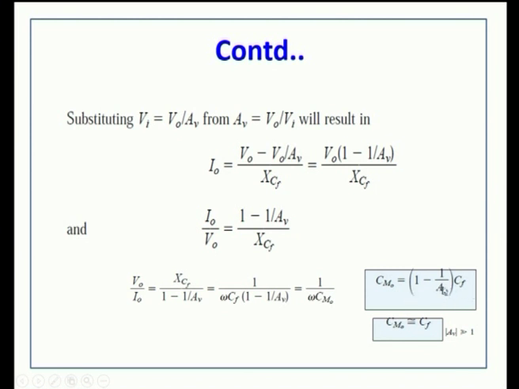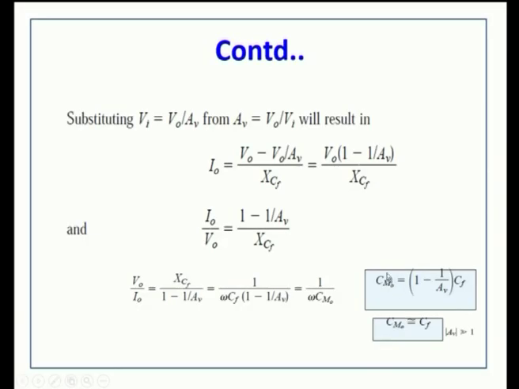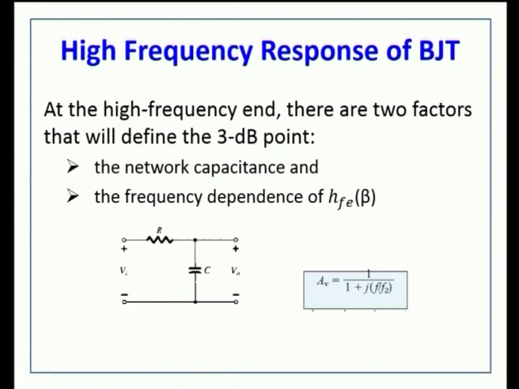If the magnitude of the gain AV is greater than 1, then CMO, the output Miller capacitance, is approximately equal to the feedback capacitance CF, which is connected in between the input and output terminals. So, we have seen now the capacitance effect which is going to reduce the gain of the amplifier when the amplifier is given high frequency signals.